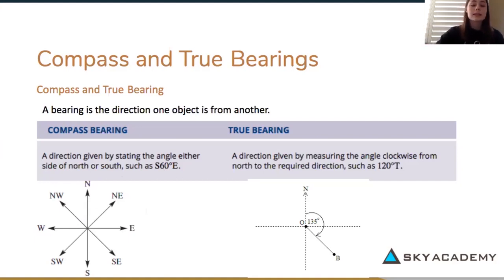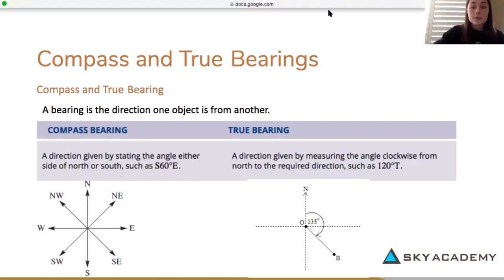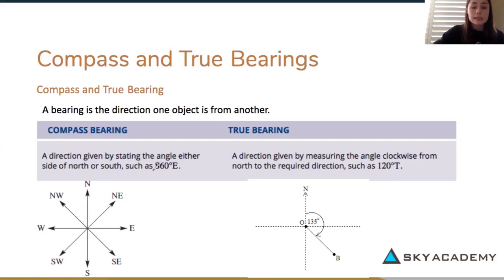For example, let's have a look at this example they've given us, which is south 60 degrees east. So let's talk about what this means in terms of a compass bearing and where I could draw south 60 degrees east onto my diagram or my compass here. So first thing I'm going to do is look at the first letter. The first letter indicates your point of origin.